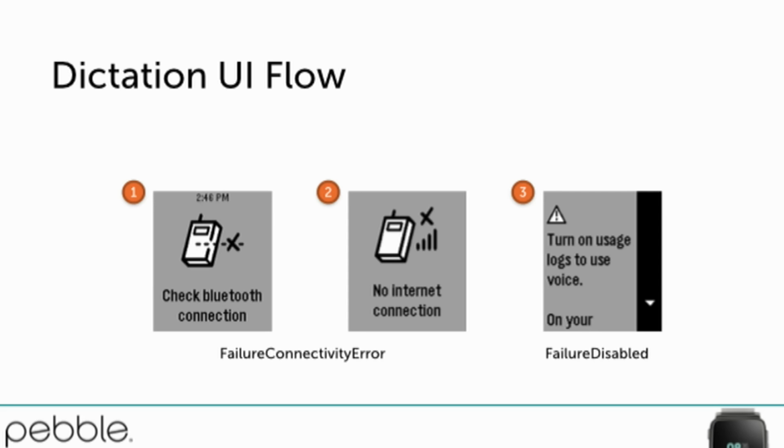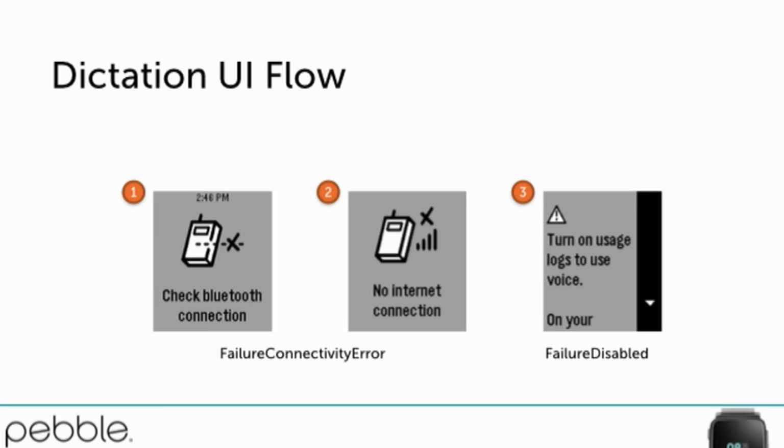Number 1, the Bluetooth connection. That happens generally when you spawn the UI and you don't have a Bluetooth connection. And it'll stay up until the user connects their phone, or the user just backs out of that dialogue and you exit the UI and you get an error code again.